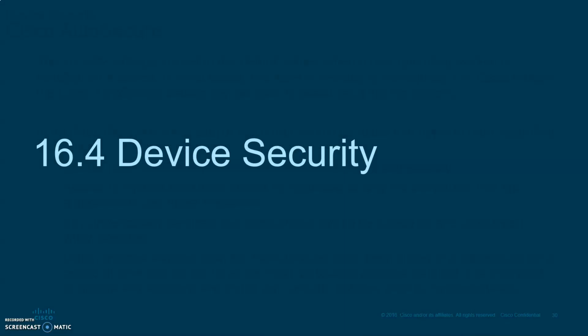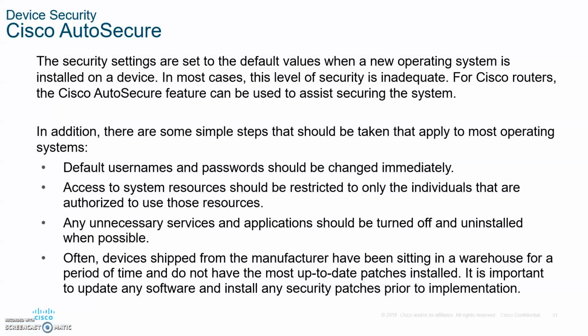All right, let's talk about device security, meaning your routers, your switches, your hosts, your servers. Number one, use Cisco AutoSecure. This is a command that protects your router from the outside, for example. That command goes on the router. Number two, in the operating system, check the default usernames and passwords and restrict system access. We're writing this down. All unnecessary services and applications are turned off, and update patches on the new system.